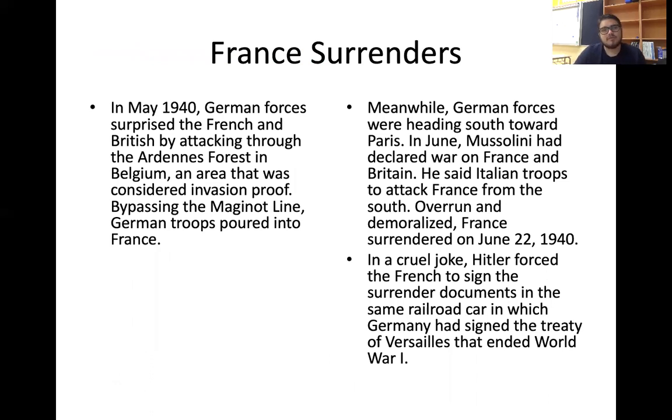Now, France surrenders. In May of 1940, German forces surprised the French and British by attacking through the Ardennes forest in Belgium, an area that was considered invasion-proof. Bypassing the Maginot Line, German troops poured into France. Meanwhile, German forces were heading south toward Paris. In June, Mussolini had declared war on France and Britain. So this is how Italy jumps into the war. He sent Italian troops to attack France from the south. Overrun and demoralized, France surrendered on June 22nd, 1940. In a cruel joke, Hitler forced the French to sign the surrender documents in the same railroad car in which Germany had signed the Treaty of Versailles that ended World War I.